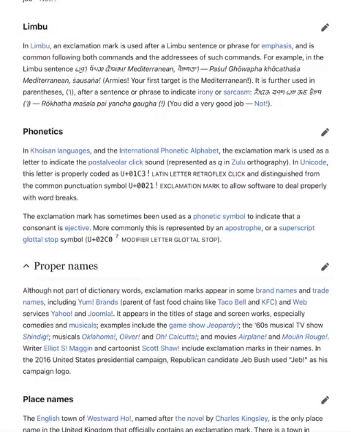It is further used in parentheses after a sentence or phrase to indicate irony or sarcasm. Rokatha masala pai yancha gakaha. You did a very good job. Not.